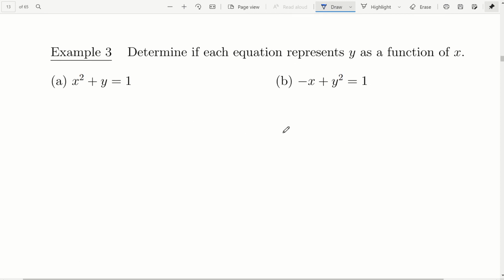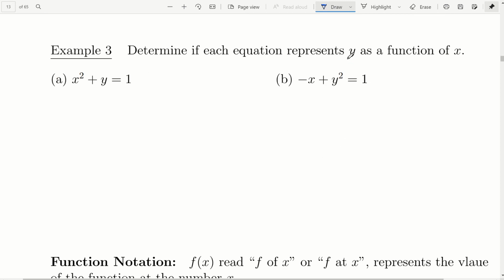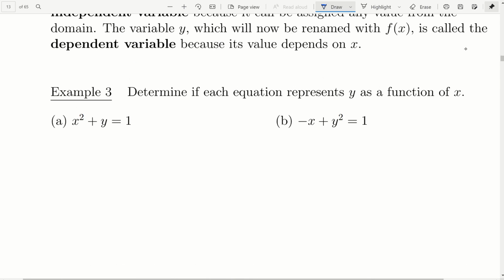In example 3, we want to determine if each equation represents y as a function of x. Okay. So we're asking the question, does each equation represent y as a function of x. Y would be a function of x if every unique value for x we plug in would produce a unique value for y. So remember, that's the heart of a function, is that every value in the domain has to produce exactly one value in the range. Oftentimes, you can answer this question by trying to solve the expression for y.